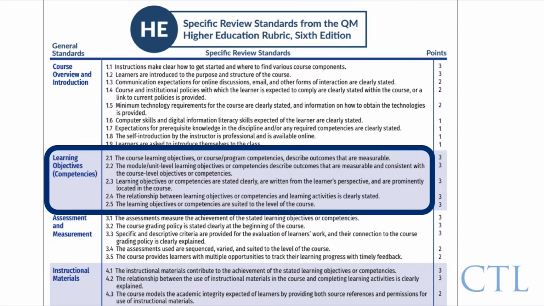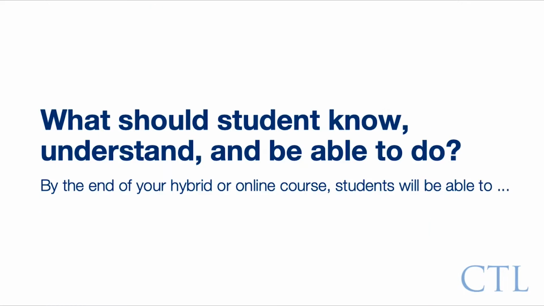A helpful rubric as we design for hybrid or online learning and delivery and rethink our course syllabi is the Quality Matters Higher Education rubric. The general standards are informed by the literature and emphasize key course components and practices. Notice how the learning objectives are an important standard. To articulate course learning objectives, we need to step back and think about what students should know, understand, and be able to do. By the end of your hybrid or online course, what will your students be able to do?